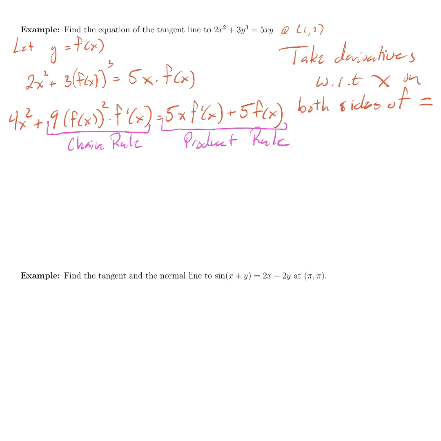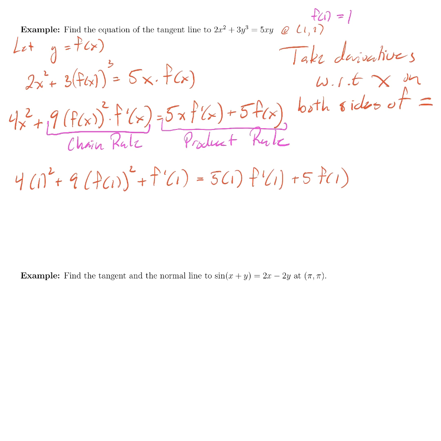Okay, we've been asked to find the equation of the tangent line here at (1, 1). So that means when x is 1 and when f of x is 1. And so let's do that. Everywhere we see an x, let's replace it with a 1. So we get 4 times 1 squared plus 9 times f of 1 squared times f prime of 1 equals 5 times 1 times f prime of 1 plus 5 times f of 1. And up here, the point (1, 1) tells us that f of 1 is equal to 1.